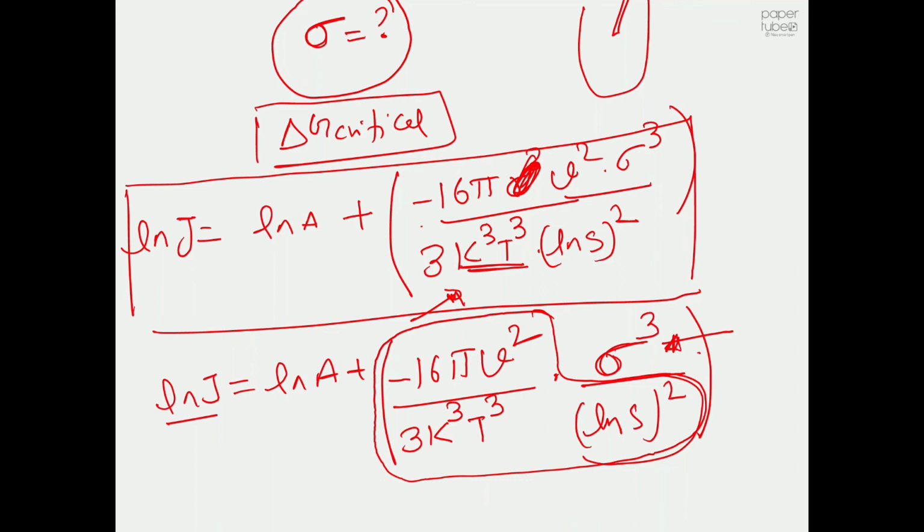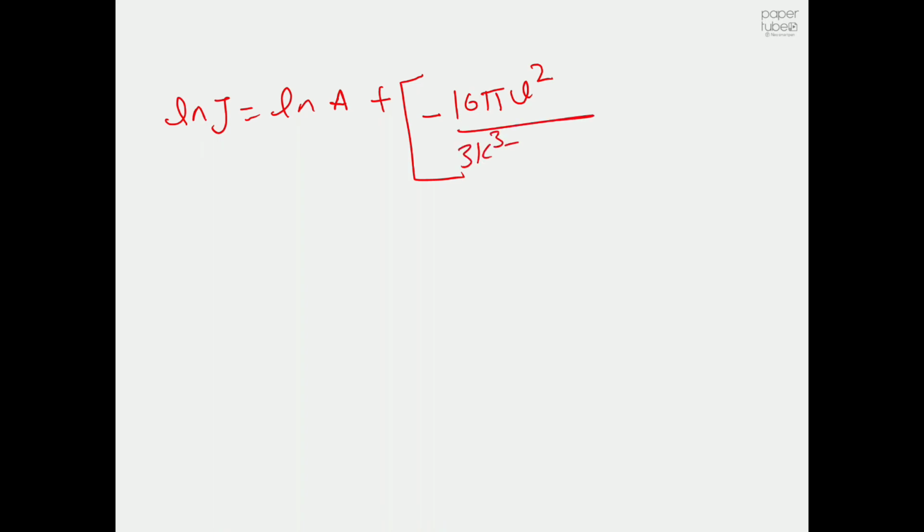So how to do that? What do I mean by that? Maybe, if you want, I can rewrite it in a simpler way. ln of J equals ln of A plus minus 16 pi v square over 3k cube T cube ln of S the whole square, multiplied by sigma cube.